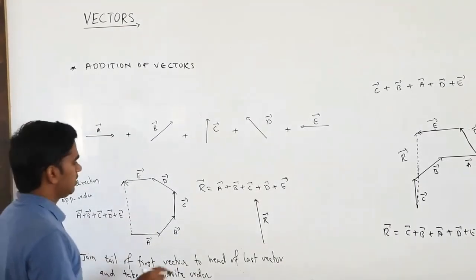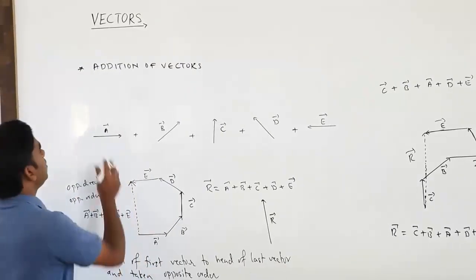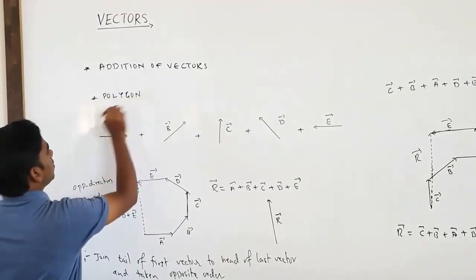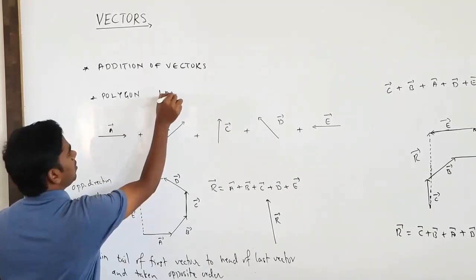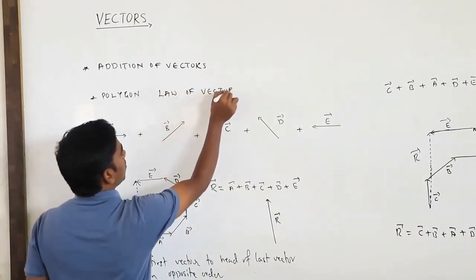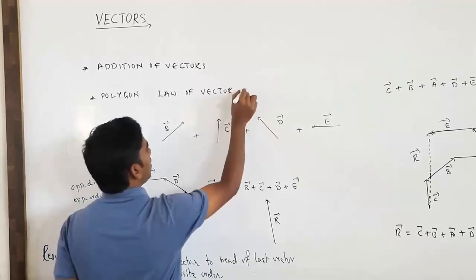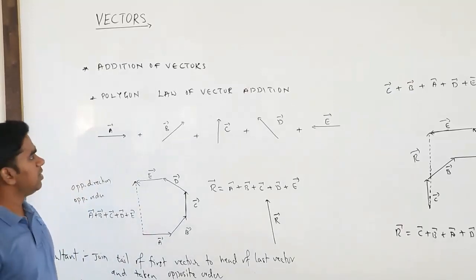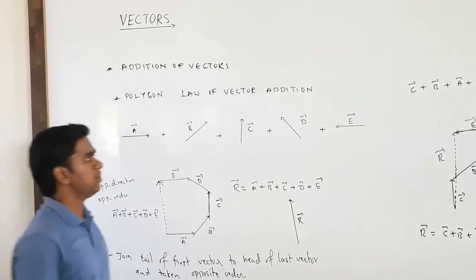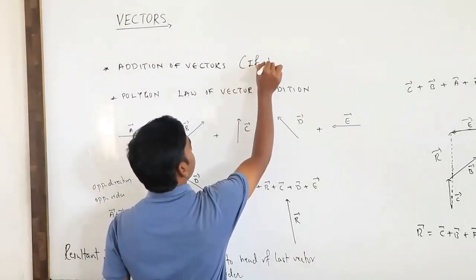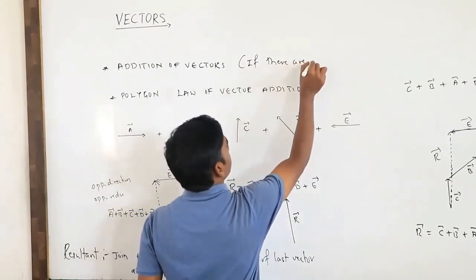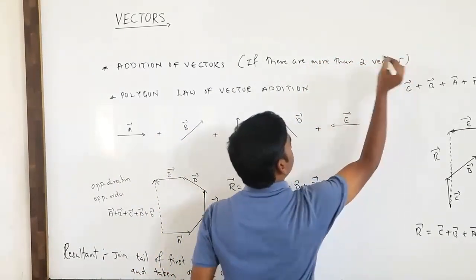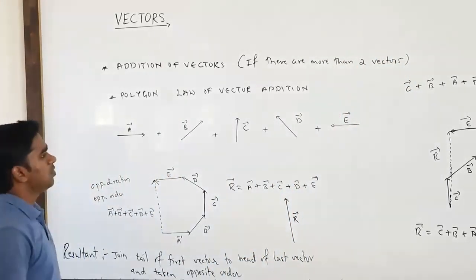So what is this? This is looking like a polygon. So polygon law of vector addition. This is required if there are more than two vectors. So then what is required? Then required is the polygon law of vector addition.